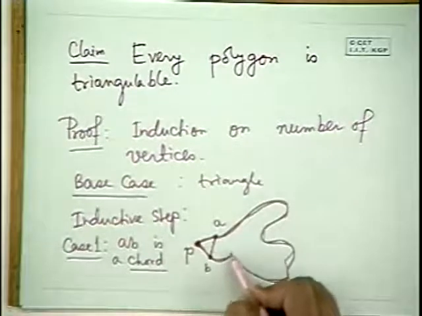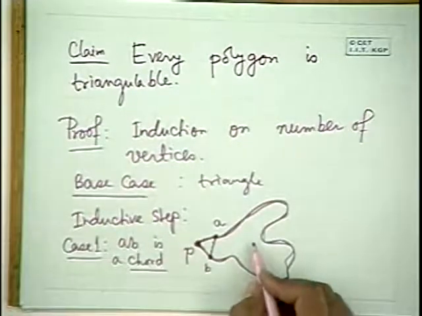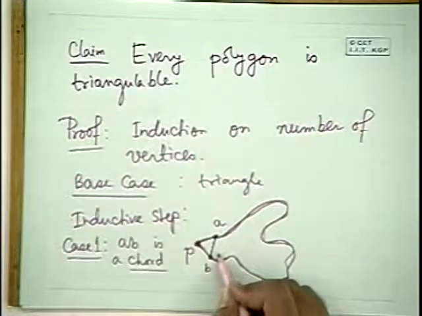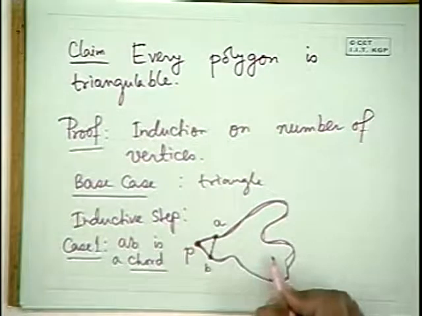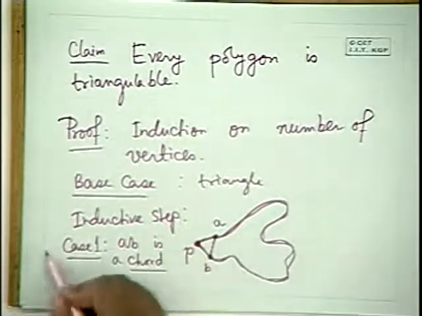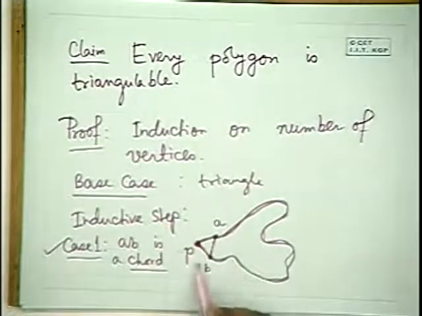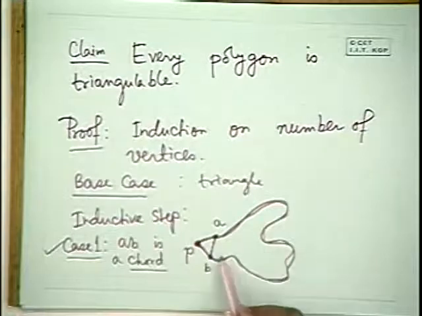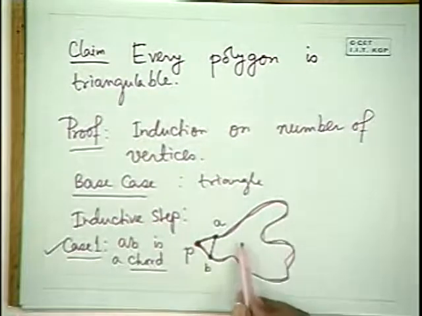Now certainly this polygon has how many vertices? One less. If the original polygon had n vertices, this one has n minus 1 vertices, and I can carry on the induction on it. So this case is true. You take out the triangle PAB, and by induction the rest of the polygon is triangulable because we are inducting on the number of vertices.